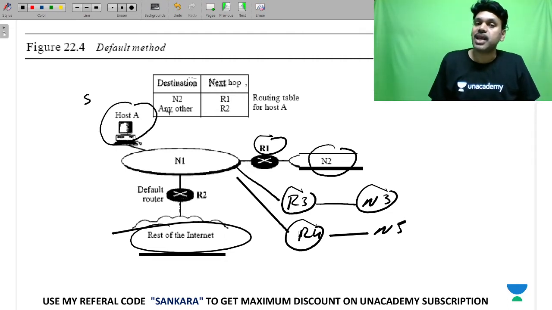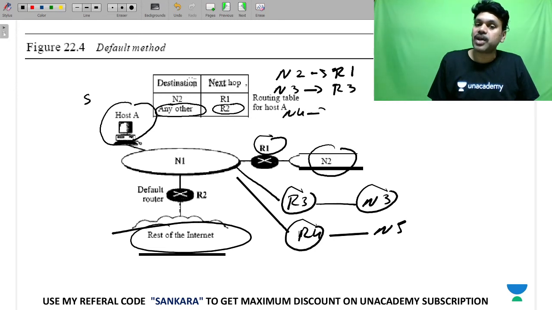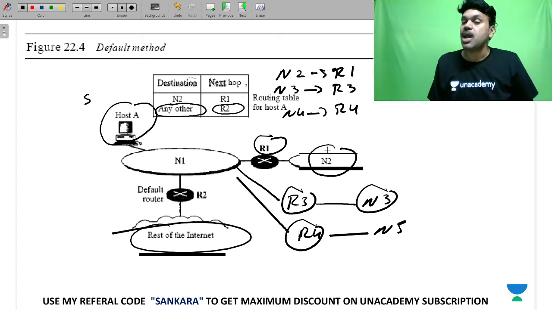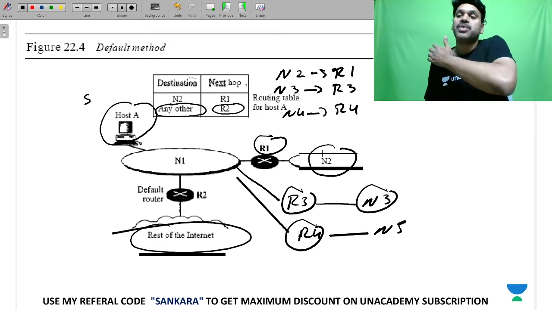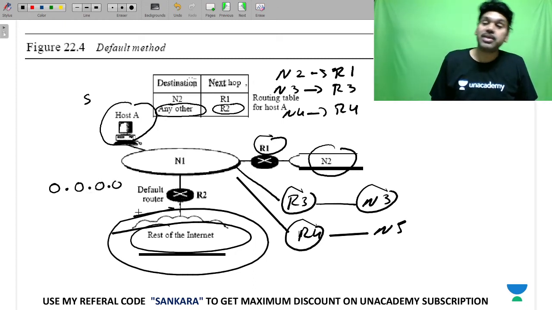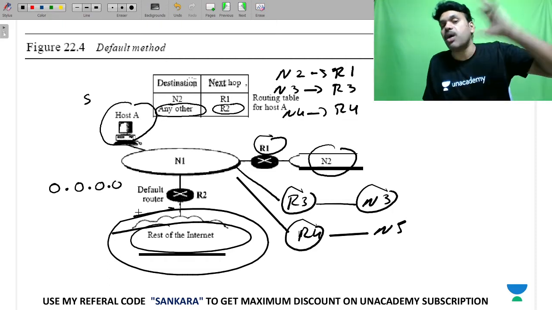My dear friends, it goes to any other destination; I am going via R2. Otherwise, you need to write entries like network 2, I am going via R1. Network 3, I am going via R3. And network 4, I am going via R4. Even though I am using network specific, please understand, I want to transmit the data to all the networks. Therefore, I am using the concept of 0.0.0.0. It hands over the packet to the rest of the internet, belonging to all the networks.